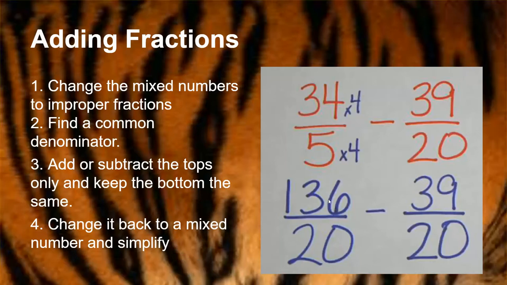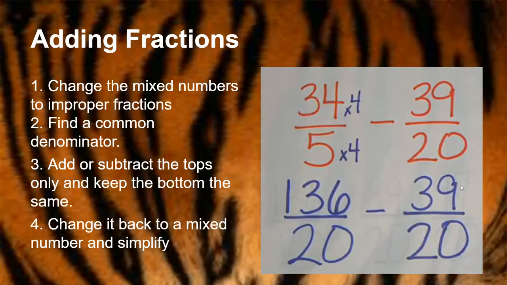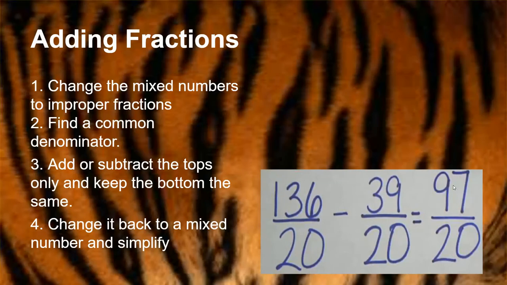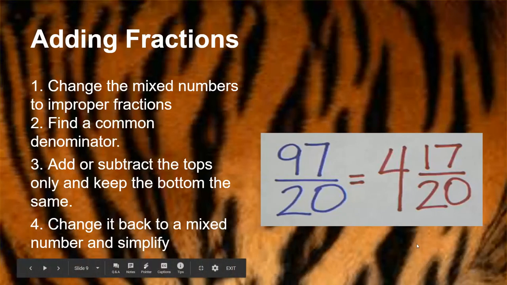So we get 136 over 20 on the left side. Then we subtract the right side, and we get 97 out of 20. Then we would change that to a mixed number again. It is 4 and 17 over 20. Just do the simple division and you can find that out.